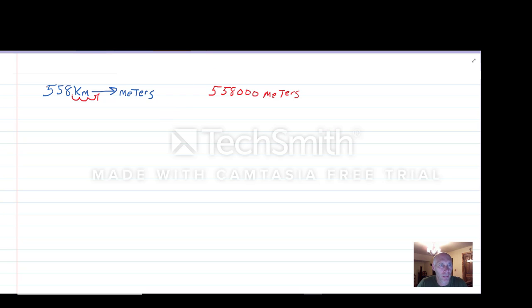Okay, let's try another one here. Let's go 55 centimeters. This is a real common one you would do in a lab. You measure something to be 55 centimeters, but you got to put it in a formula where it's in the standard unit of a meter. So convert that to meters.